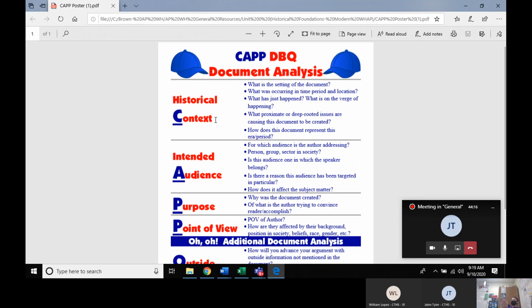So let's say we came across a diary or a newspaper article from the early 1800s.